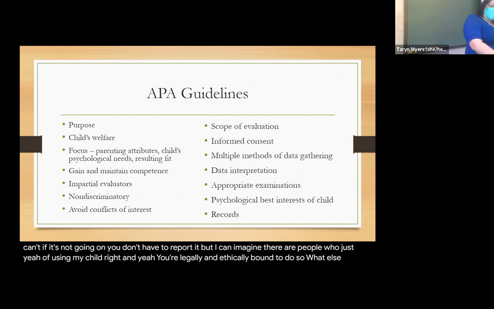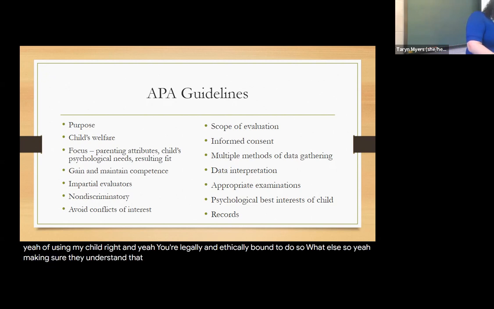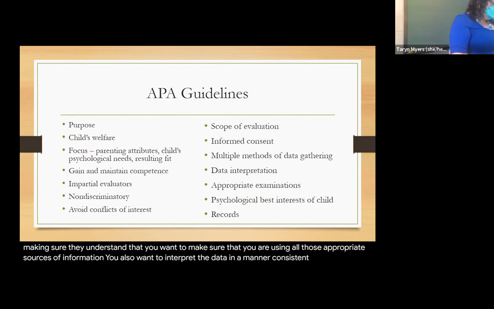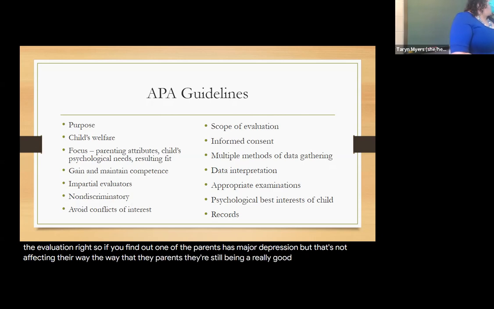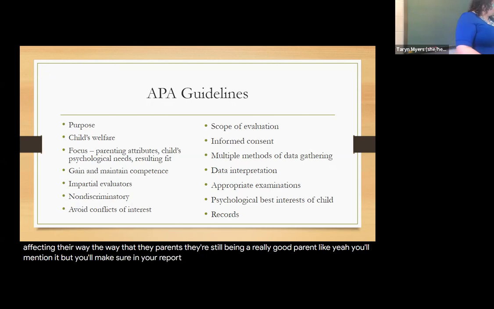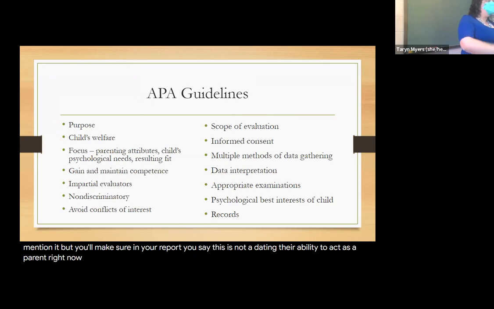Let's see what else. So yeah, making sure they understand that. You want to make sure that you are using all the appropriate sources of information. And you also want to interpret the data in a manner consistent with the context of the evaluation. So if you find out one of the parents has major depression, but that's not affecting the way they parent, they're still being a really good parent, you'll mention it, but you'll make sure in your report you say this is not impeding their ability to act as a parent, right? Not just, oh, they have a mental disorder, so they can't have custody.